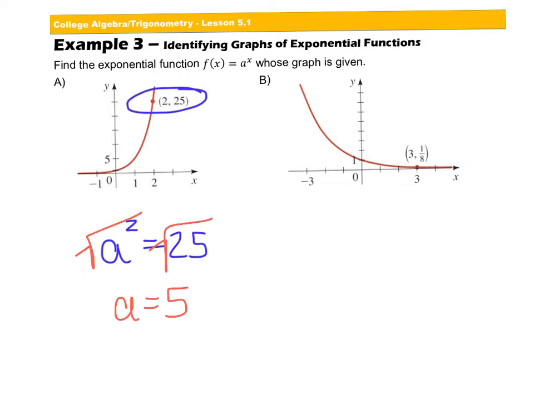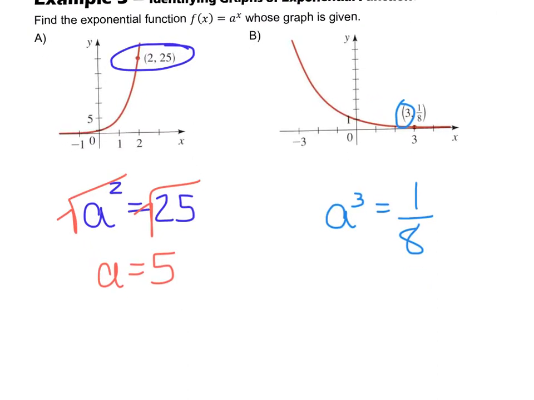All right. So here, A to what power? What's the x value that they gave me? Two. No, right here. Three. And when I did that, what did I get out? What's the y? 1/8. What do you notice about 1/8 compared to 25? It's smaller, it is. Well, what kind of smaller? It's a fraction. Guys, when you raise something to a power and you get a fractional answer, you should think negative exponent. That's a good little hint.